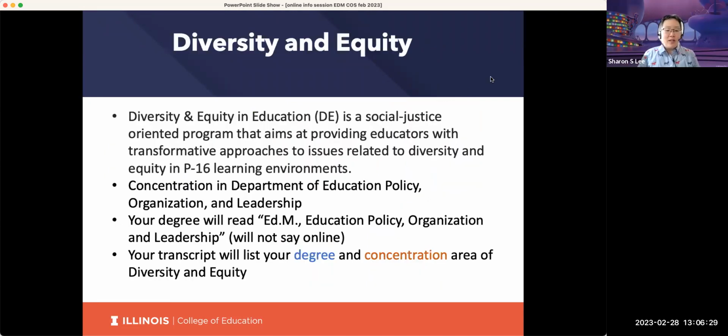So diversity and equity in our program, our department at University of Illinois has a long history of being very much a leader in social justice education in terms of looking at inequity and diversity in a structural, historical, sort of social foundations way. And so this relates for all learning environments, P316, as well as workplace and workforce organizations.